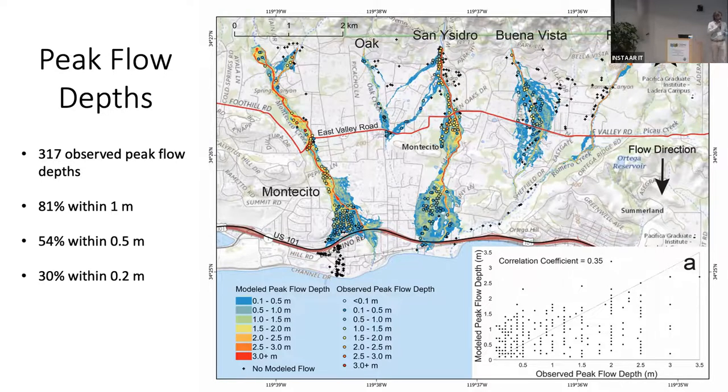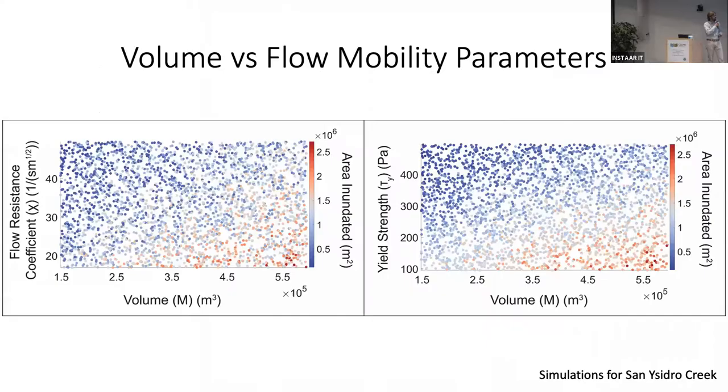We found that over 80% of these points, the model peak flow depth was within 1 meter of the observed peak flow depth, and more than half it was within 50 centimeters, and nearly one third of the time, the modeled peak flow depth was within 20 centimeters of the observed peak flow depth.